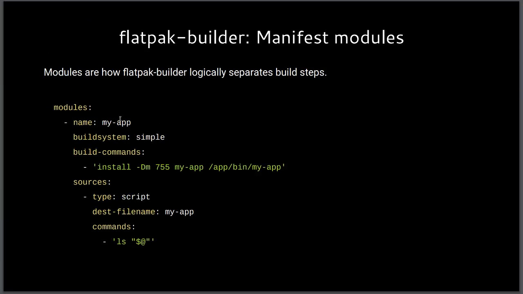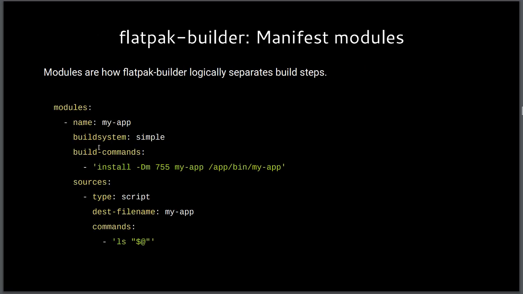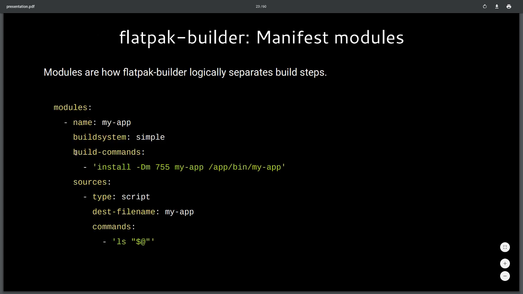Okay, back here. This shows a module. This is basically a build step. Our name is my app. Build system is simple. I'm going to go over this all in a moment, but this should be what it roughly looks like. Now, the build system argument. Here we can see we said build system is simple. Build system determines how this application will be built. If we say build system is simple, it doesn't do anything special. It just runs everything in build commands.